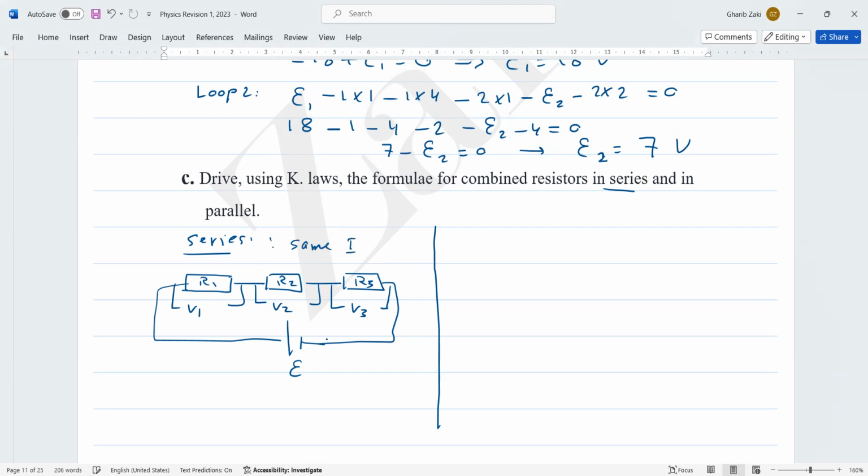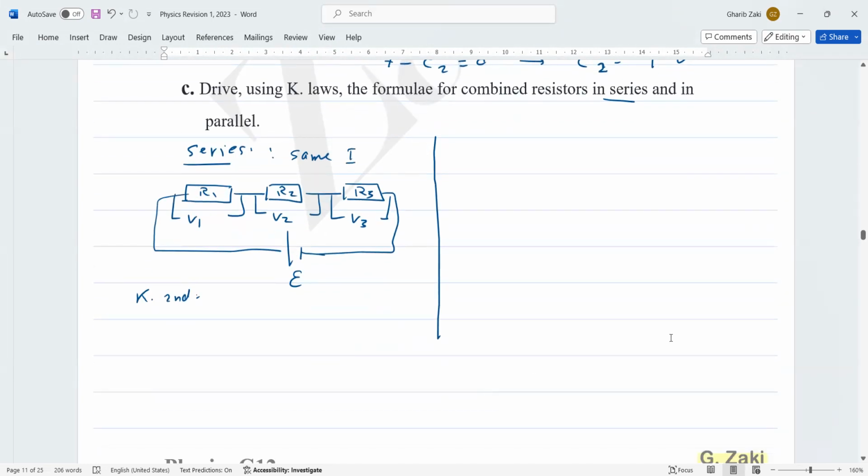Same current. Now, we write by using Kirchhoff's second law. You have to mention which law you will use. So in series, we use Kirchhoff's second law. We know that the sum of EMF equals the sum of potential difference. The sum of EMF is V total. It is from the source, V total, equals V1 plus V2 plus V3.